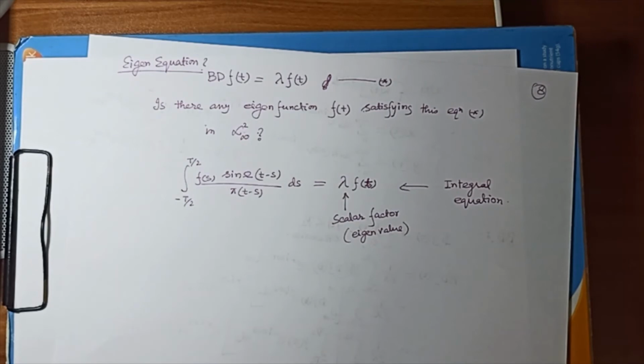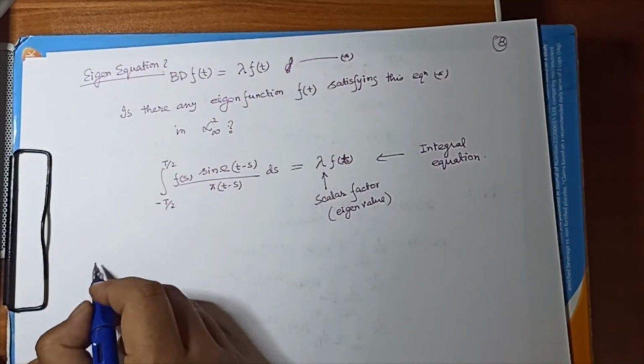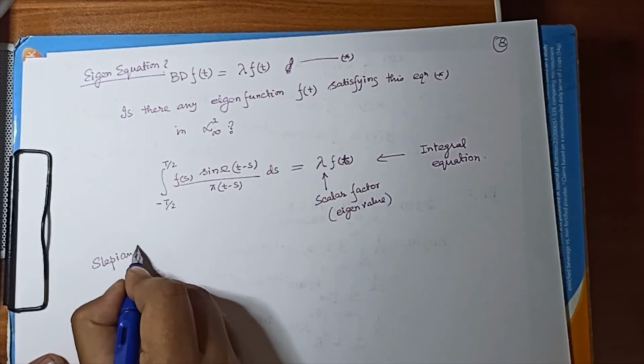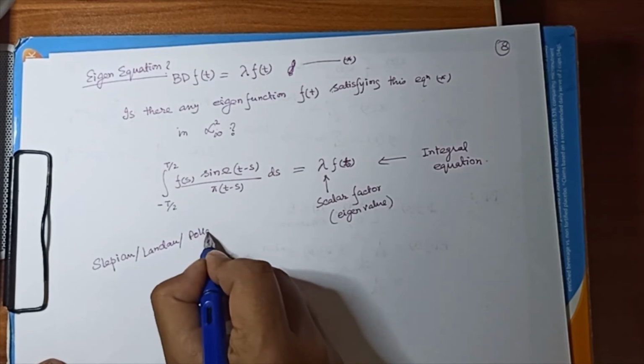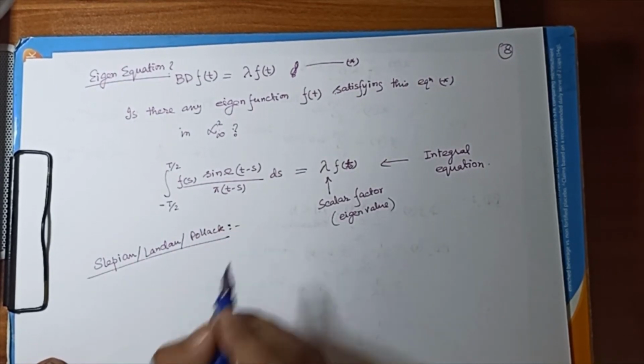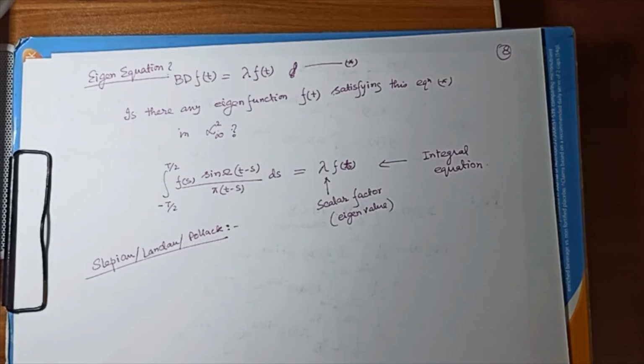The answer is not always very simple, and finding a solution to this kind of integral equation, this kind of eigenequation, is groundbreaking research. These three people, Slepian, Landau and Pollak, developed a series of papers, some 4 or 5, published in the Bell Systems Technical Journal, which say that yes, there exists not one such function, rather infinitely many such functions.